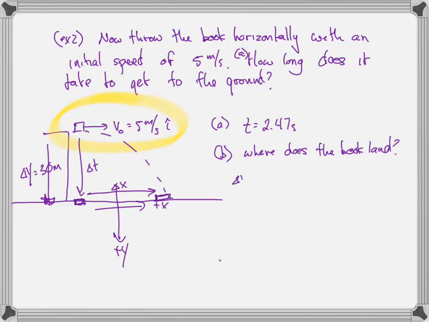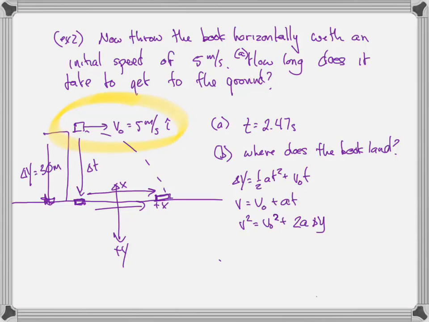Well, in the y direction, we had delta y equals 1/2 a t squared plus v0 t, v equals v0 plus a t, v squared equals v0 squared plus 2a delta y. What about in the x direction? Well, now we've got to be careful. We've done this before, but I was purposefully not careful in example 1.